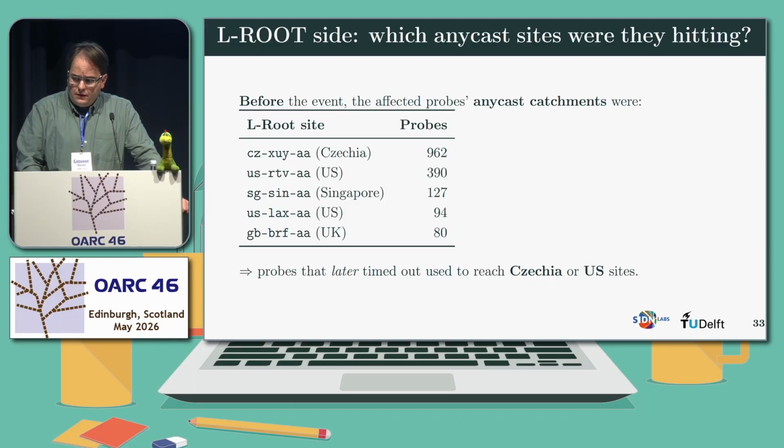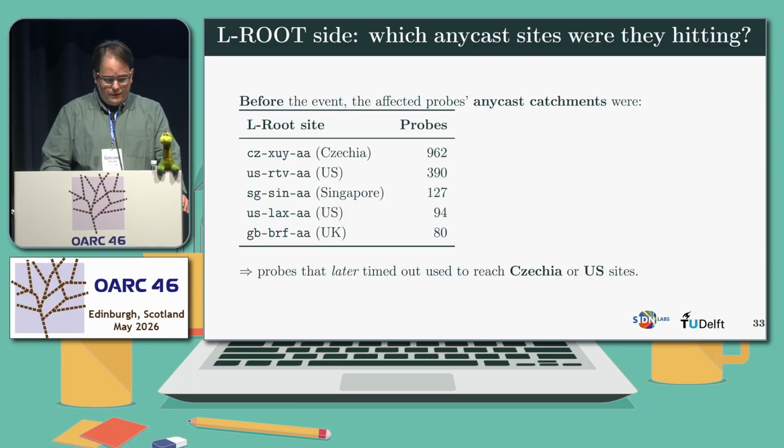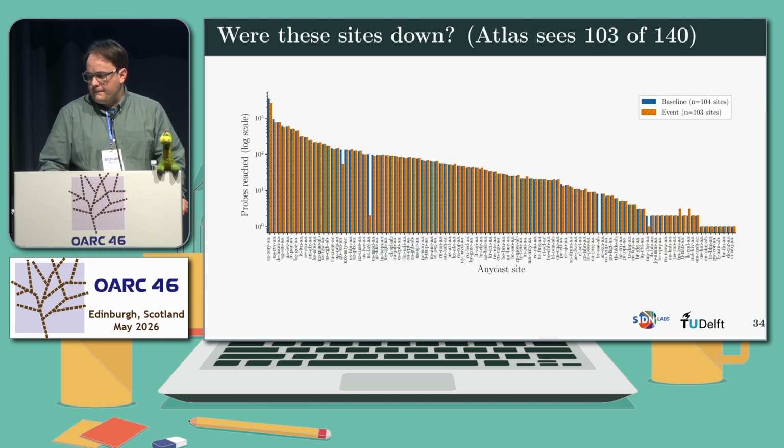So then I also looked at the probes that were timing out, where they were mapping to, which servers, which Anycast sites of our root. Most of them are going to Czechia or the US, and then others suddenly couldn't reach anymore. So I just looked into that.